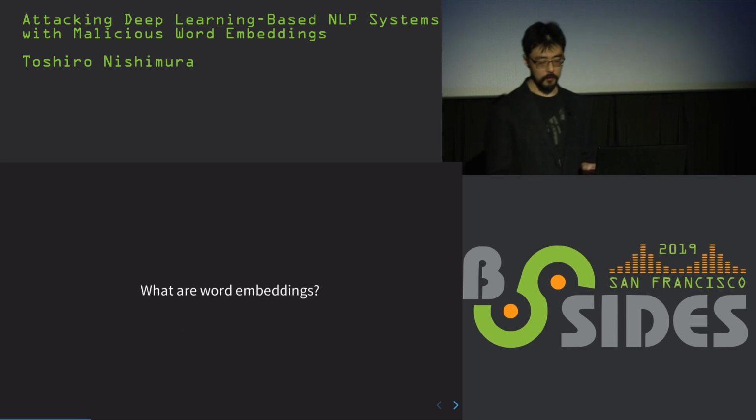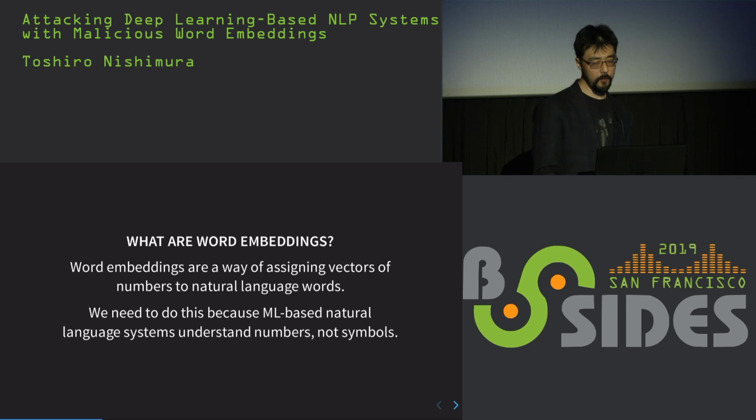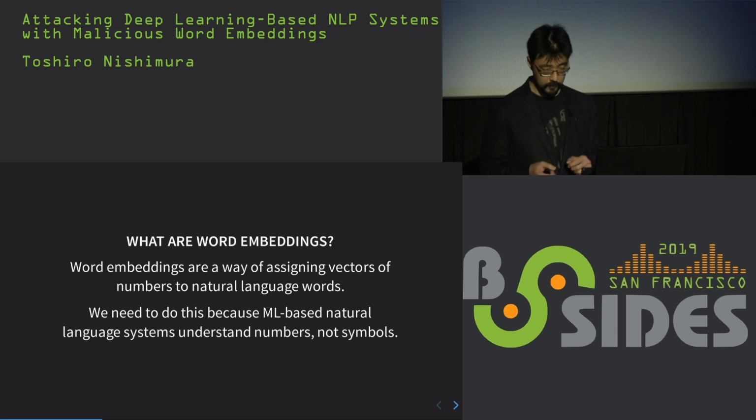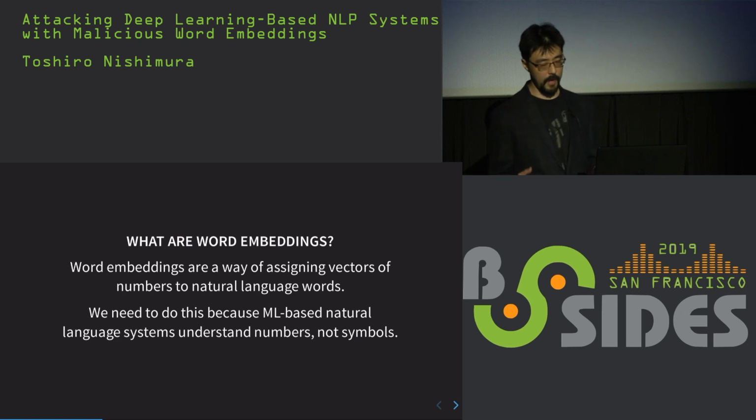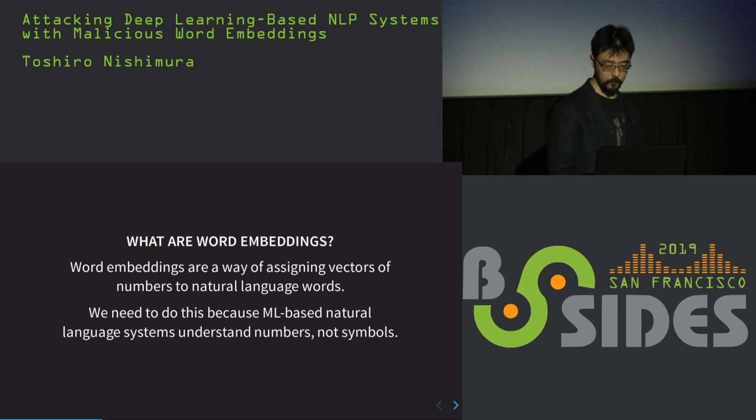So what are word embeddings? Word embeddings are basically a way of assigning vectors of numbers to natural language words. We need to do this because all recent natural language systems based off of machine learning, and that includes deep learning and deep neural networks, understand numbers, and they don't understand characters, words, sentences, or anything symbolic like that. And it completely defines how these systems see words, so they form their very foundation.